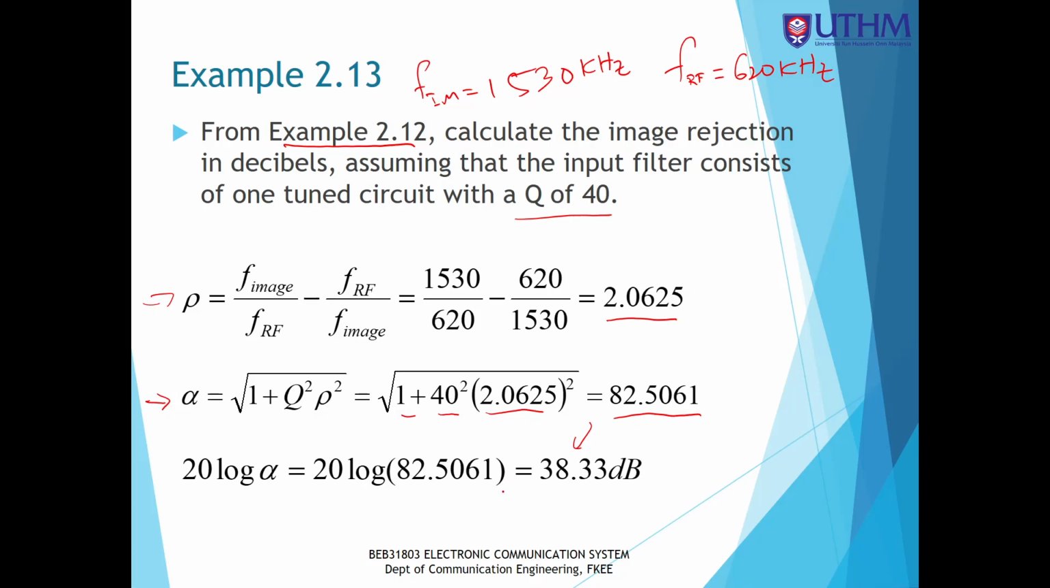Since the question asks about decibel, you need to proceed until you get this one. So 20 log alpha, 20 log 82.5061, you get 38.33 decibel.